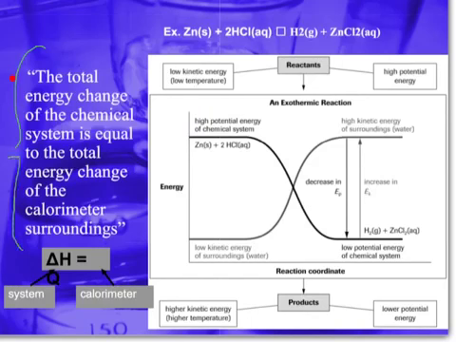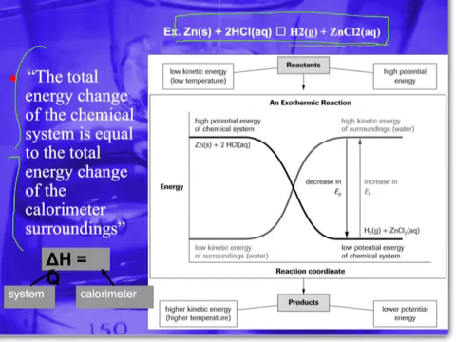So let us look at an energy diagram for a reaction. Here we have the reaction of zinc with hydrochloric acid to produce hydrogen gas with zinc chloride. From previous experience, we remember that this is an exothermic reaction. The products will feel hot to the touch.